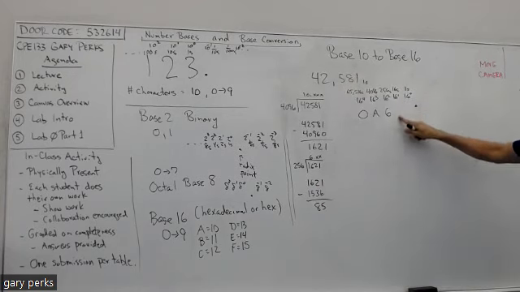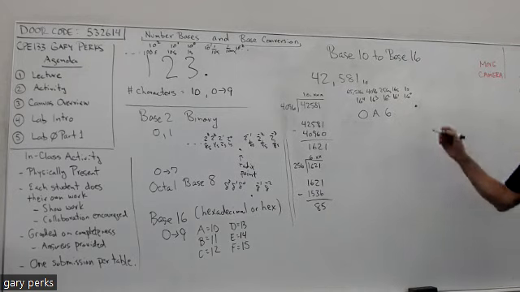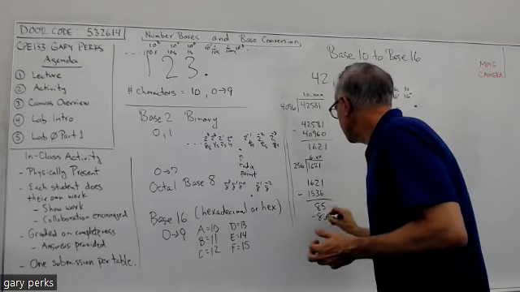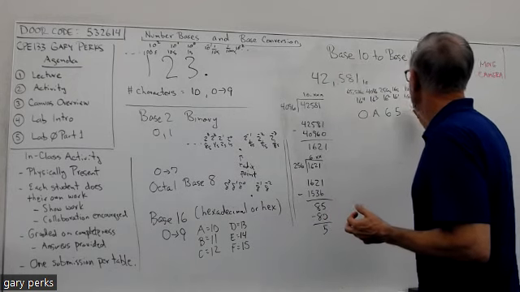Okay, so now how many 16s are in 85? 5, right? Because 5 times 16 would be 80. Right? So this would be 5. Then we subtract 80. And then we're left with 5. So that's how many ones we have.